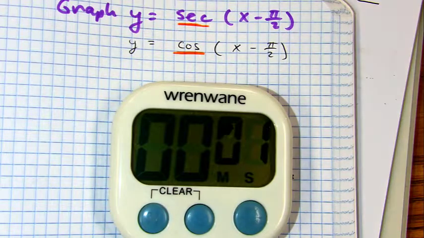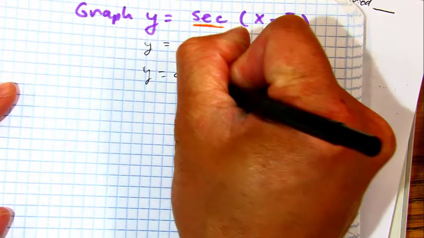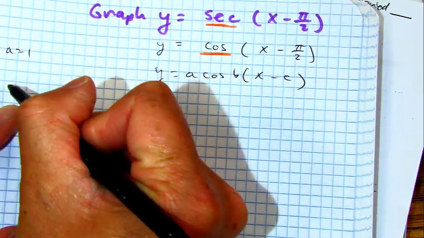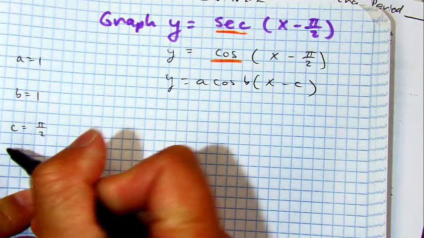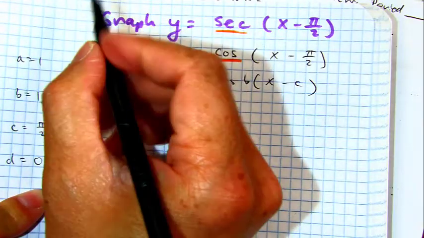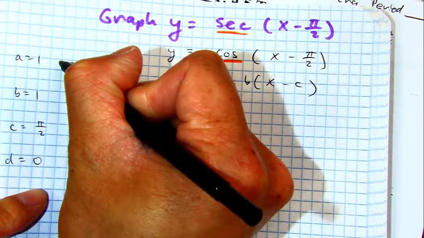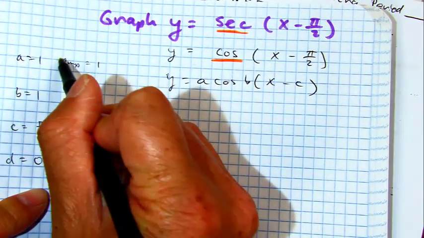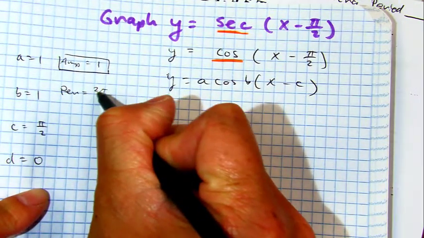Alright, Juan. A value. B value. 1. C value. Pi over 2. D value. There's no D value. This is 0. What does the A value tell me? What is your amplitude? 1. What does your B value tell you? This is the equation of 2 pi over B, which is just 2 pi.